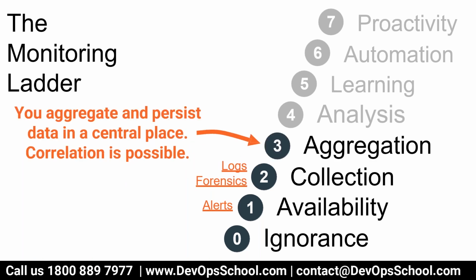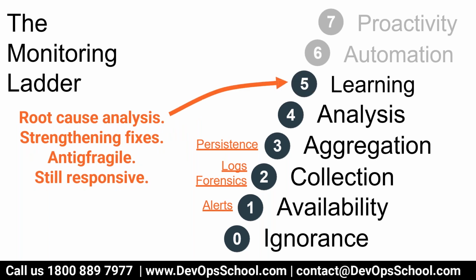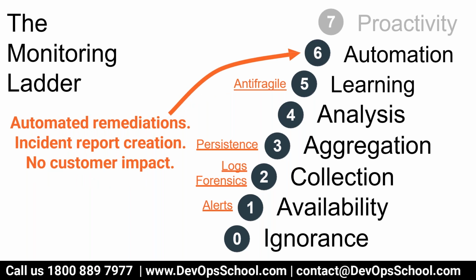Third, aggregation: you aggregate and process data in a central place, correlation is possible. Analysis: you analyze the aggregated and correlated data and use it to fix issues. Learnings: root cause analysis, runbook, whatever you want to call it, something that fixes, anti-fragile, still responsive, and bring automation in place to remediate issues you get repeatedly.